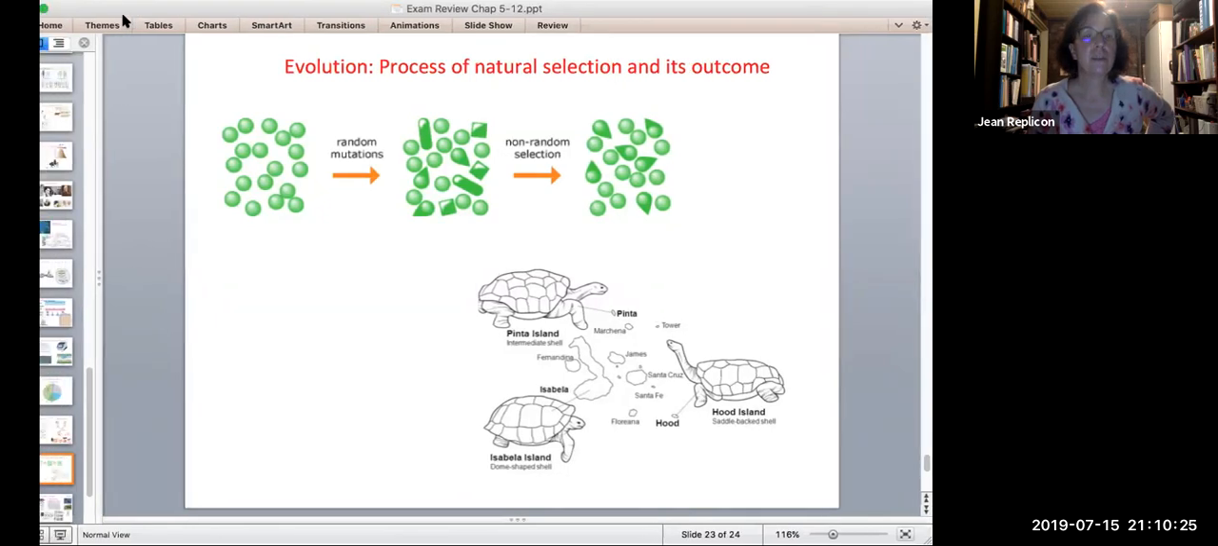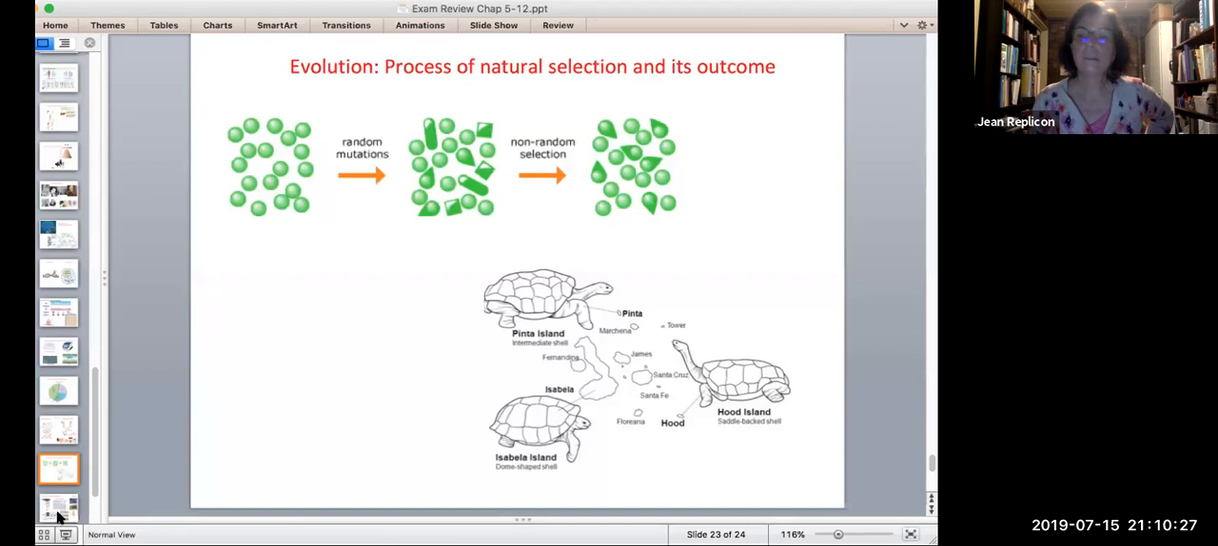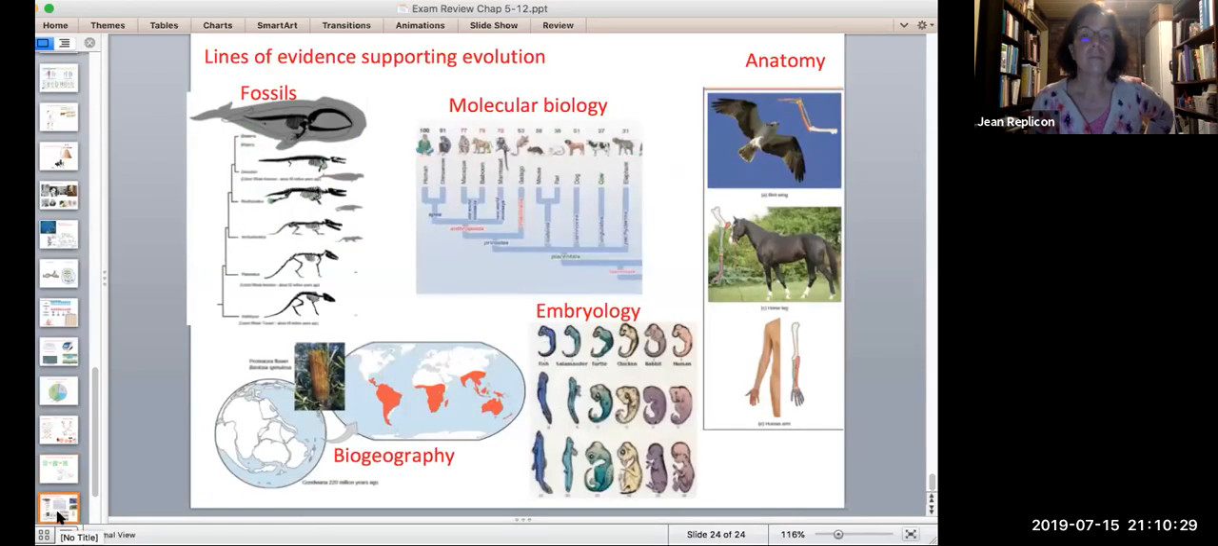Thanks for helping each other out. And moving on. Okay, so this slide is actually my last slide. And this one is about the lines of evidence supporting evolution.